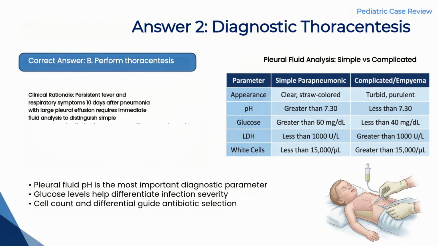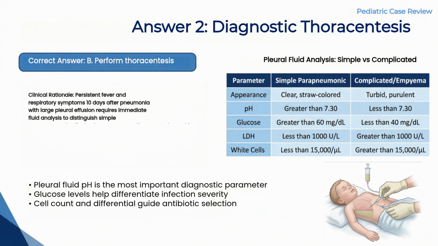Perform diagnostic thoracentesis. Persistent fever and respiratory symptoms 10 days after pneumonia with a large pleural effusion require immediate fluid analysis to distinguish simple parapneumonic effusion from empyema. Thoracentesis provides critical diagnostic information that directly guides treatment decisions. The most important parameters to assess are pleural fluid pH and glucose.